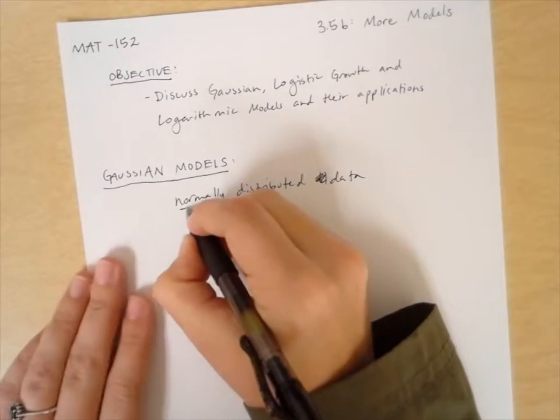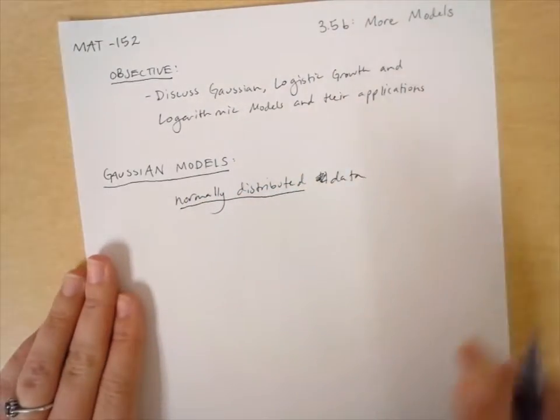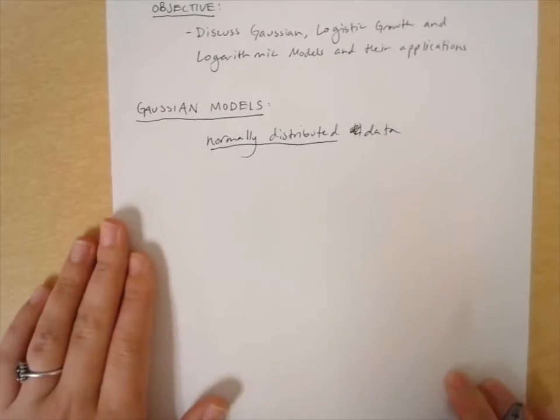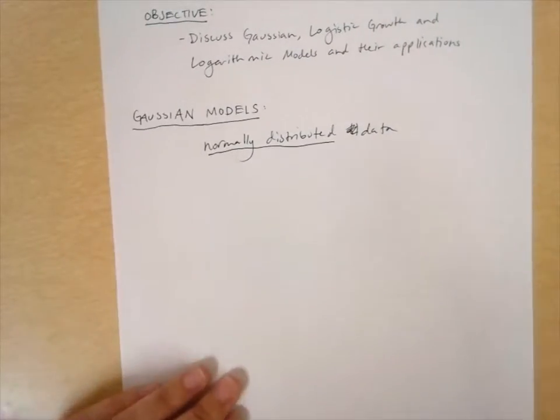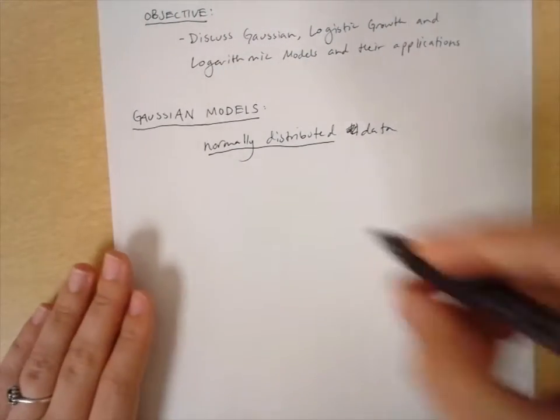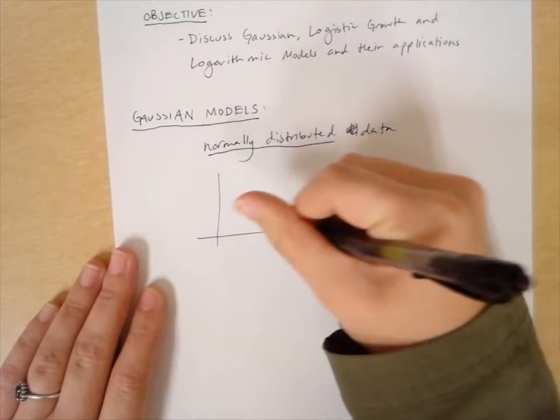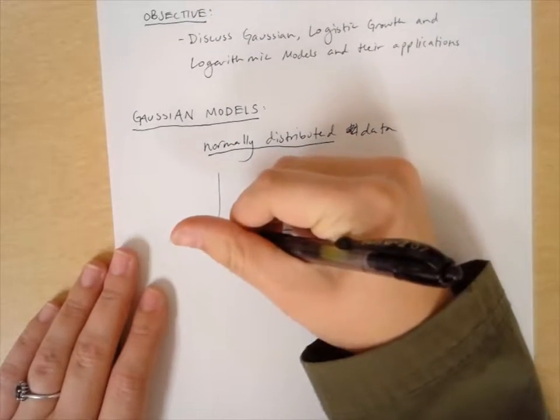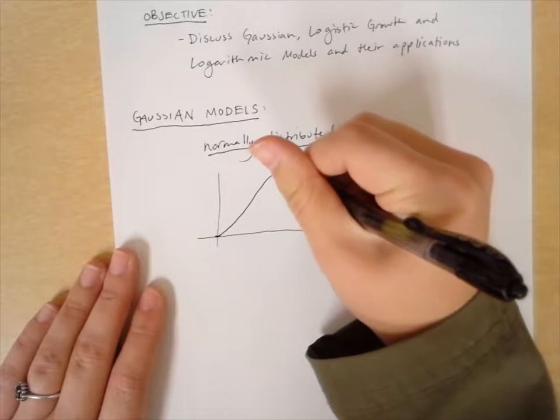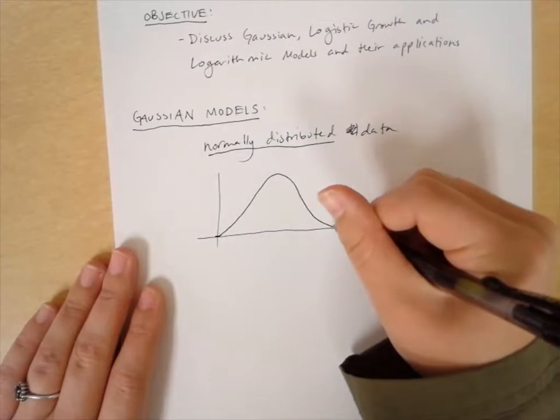Normally distributed is a term that you will get more familiar with the further you get into statistics. But basically what it means is this: normally distributed data makes a graph that looks like a bell. We call it the bell curve. And it kind of goes up, curves like a bell, and comes back down.